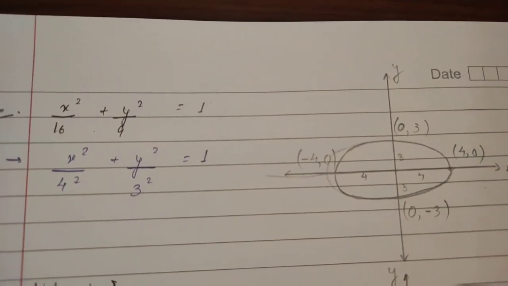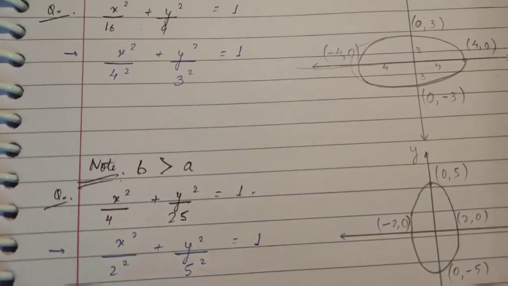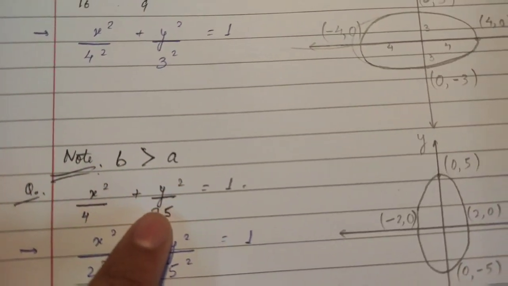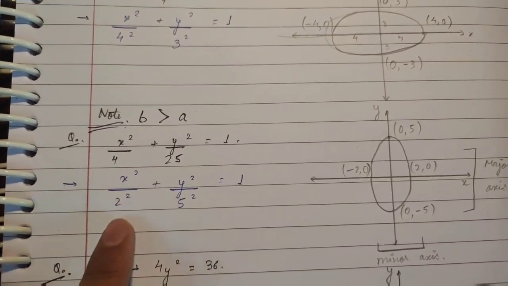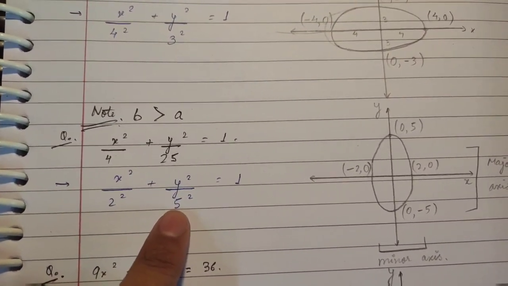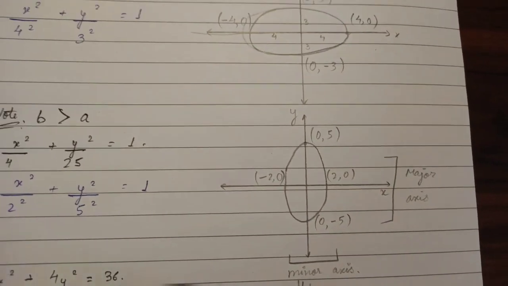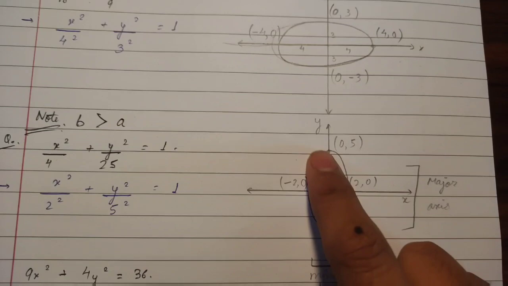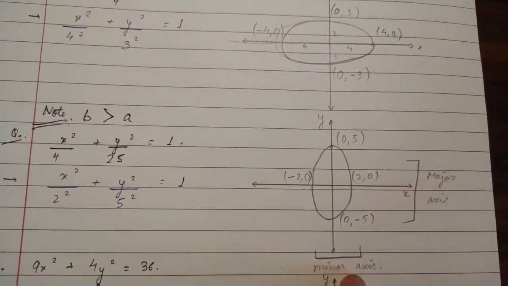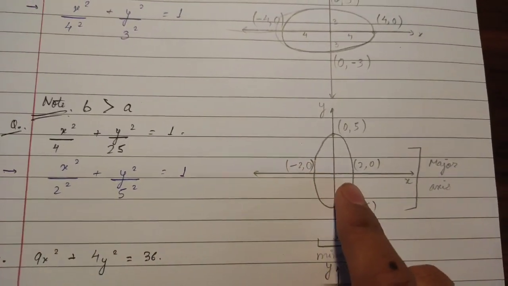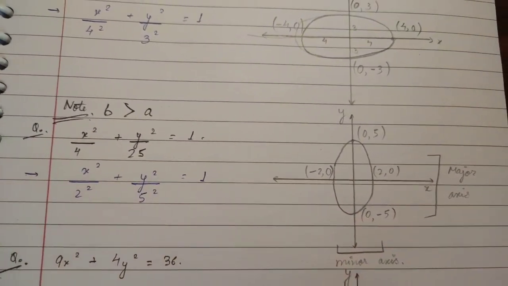Now let us see another case, when b is greater than a. We take the equation x²/4 + y²/25 = 1. Now we will convert this into the general equation: x²/2² + y²/5² = 1. Since b is greater than a, this axis will now be the major axis and this one is smaller, so it will be the minor axis. We have plotted the points (2, 0), (−2, 0), (0, 5) and (0, −5).